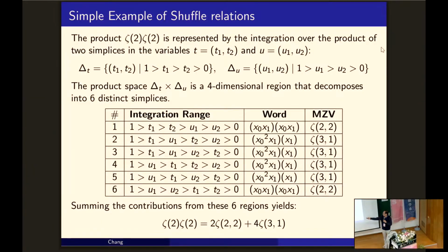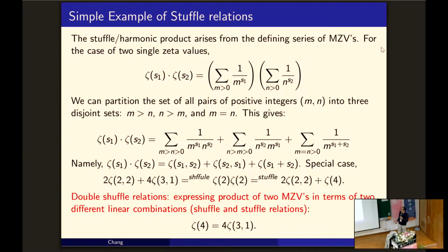Once you integrate over one region, you will produce one multiple zeta value. Finally, you sum them together, and it comes out that zeta(2) times zeta(2) is equal to the sum on the right-hand side. This is the shuffle relation. Another relation is called the stuffle relation, and some people call it the harmonic product or harmonic relations. It comes from the defining series.